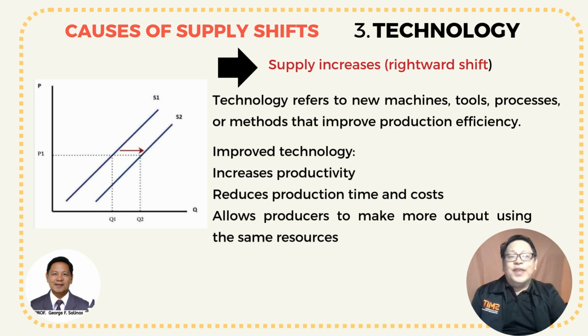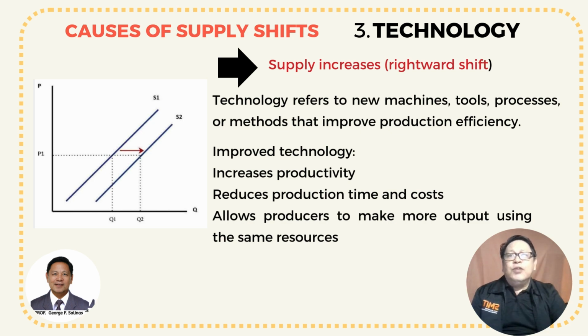Let's talk about the effect of technology in terms of the supply. Improved technology has the following effects on production. There are three effects. First, it increases productivity. Technology allows firms to produce more output with the same or fewer inputs. Because of the improved technology, it increases productivity.